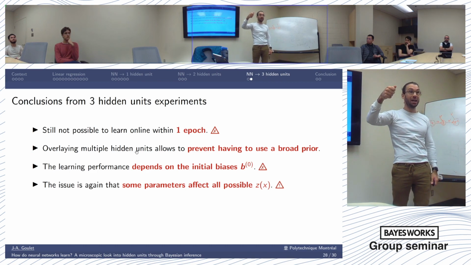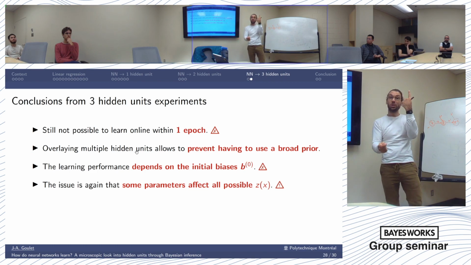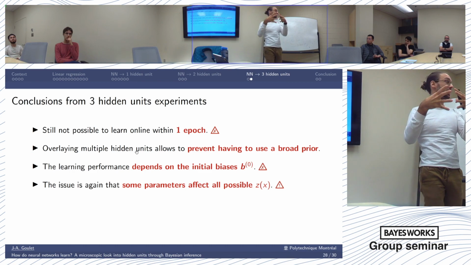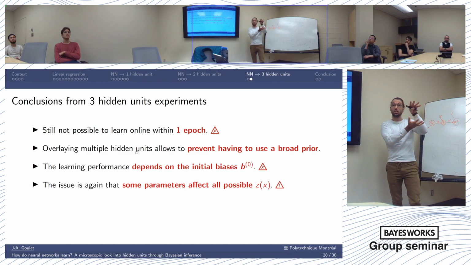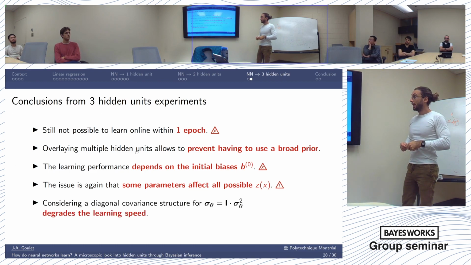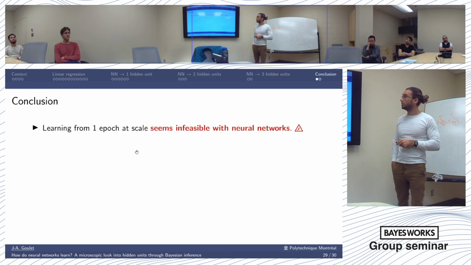So I modify one, I need to modify all of my other hidden units as well. I cannot modify only one hidden unit at a time. They must all be modified simultaneously, because many of them are active simultaneously in the same part of the domain. And considering a diagonal covariance structure will degrade the learning speed.